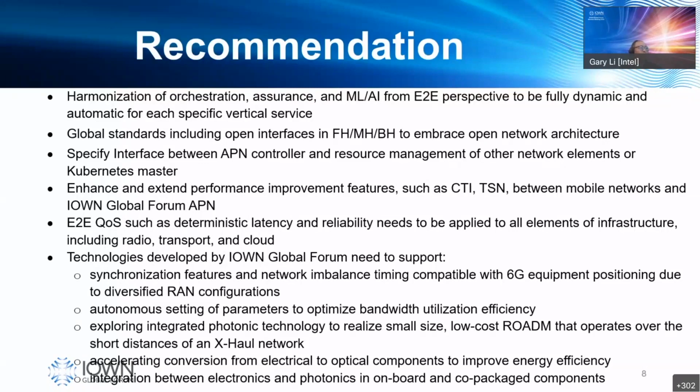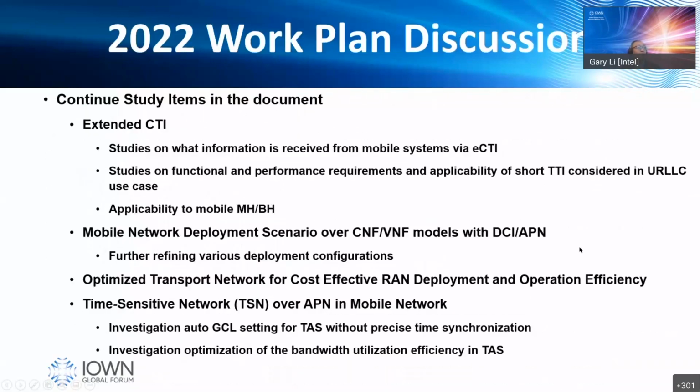We also need to develop the global standard, including the open interface in the fronthaul, midhaul, backhaul to embrace the open network architecture. You heard at the talk yesterday by Red Hat, they talked quite a bit about the open architectures. We also need to specify the interface between the APN controller and the resource management of other network elements. And we have quite a few recommendations. I don't think I want to go through them one by one because of the time constraint. So, moving to the next slides.